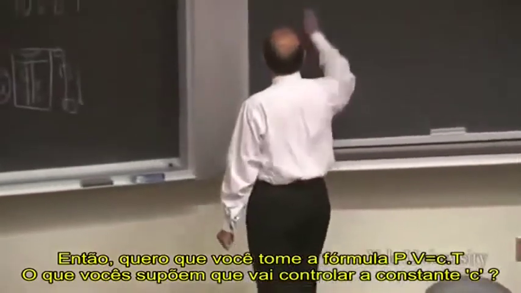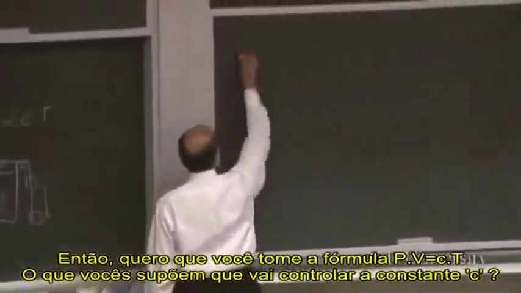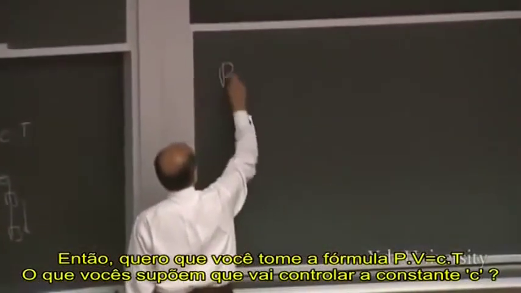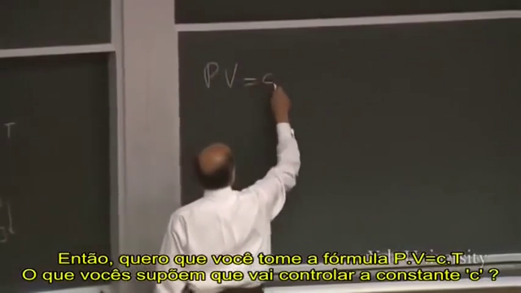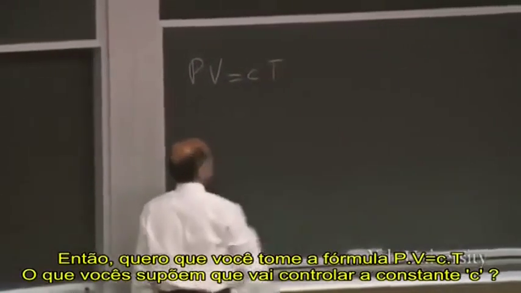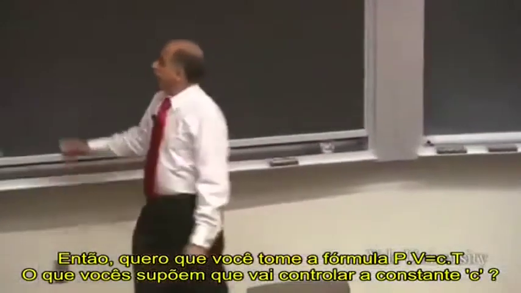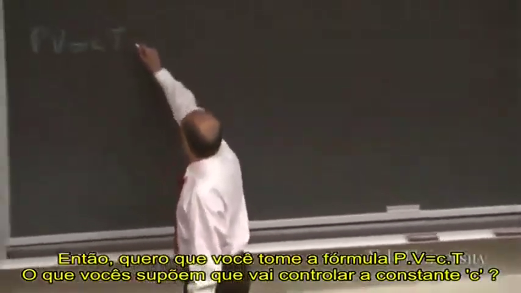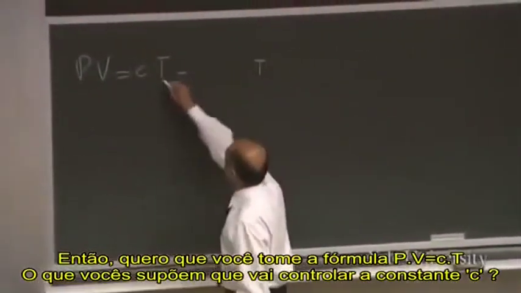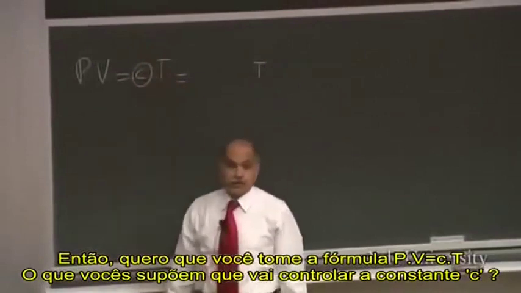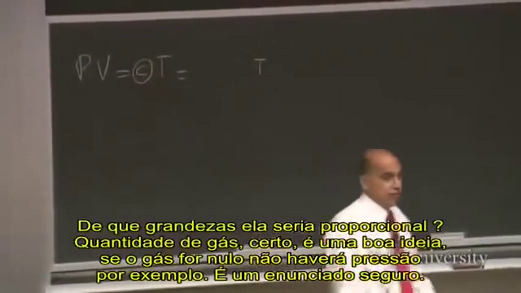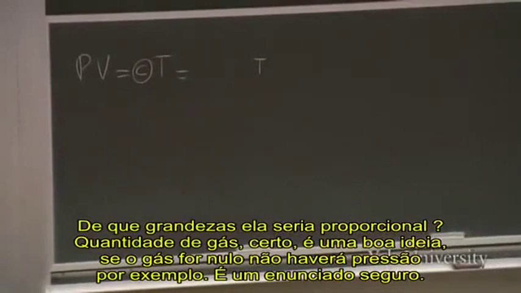For that, I want you to take the simple example where the temperature enters. That is in the relation PV equal to some constant times temperature. What do we think should be on the right-hand side? What is going to control this particular constant for your given experiment? Do you know what it might be proportional to? Amount of gas. That's true, because if the amount of gas is 0, we think there's no pressure.